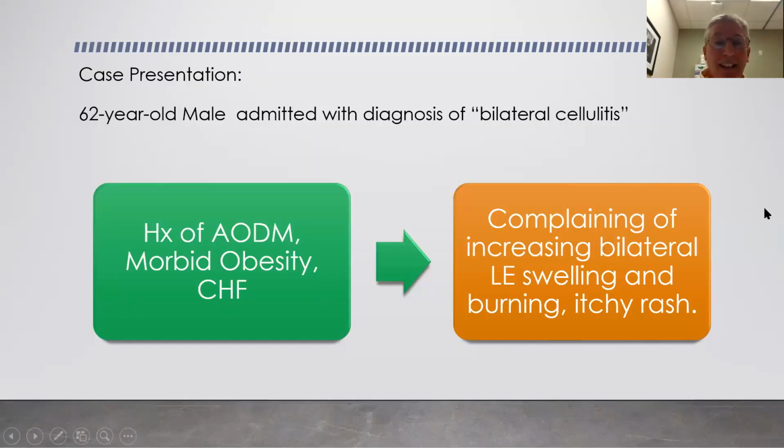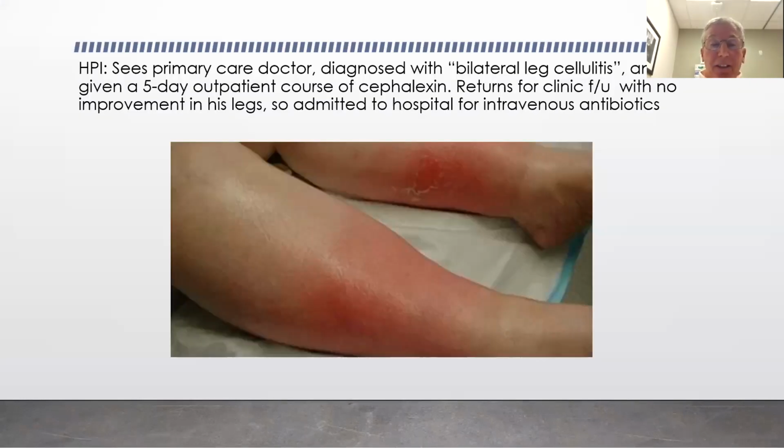Next. All right, so this is a case that we'll go back to, but just a standard case you probably see quite often. And this is a 62-year-old guy, history of usual comorbidities, diabetes, he's overweight, has heart failure. He's complaining of increasing bilateral lower extremity swelling and a burning, itchy rash. So he goes to his doctor, he sees his primary care physician. The doctor diagnoses him with bilateral leg cellulitis, gives him a 5-day outpatient course of Keflex, and he returns 5 days later, noting no improvement in his leg.